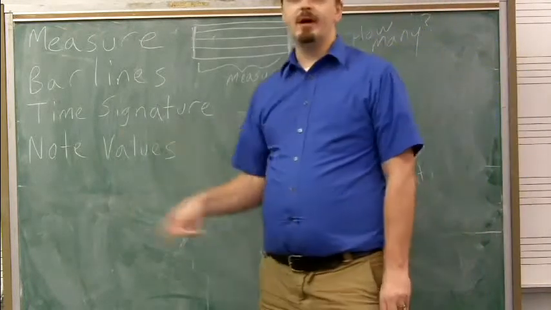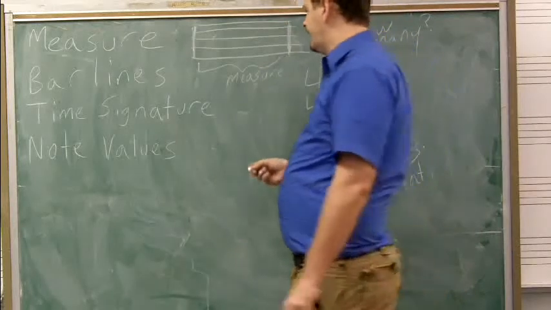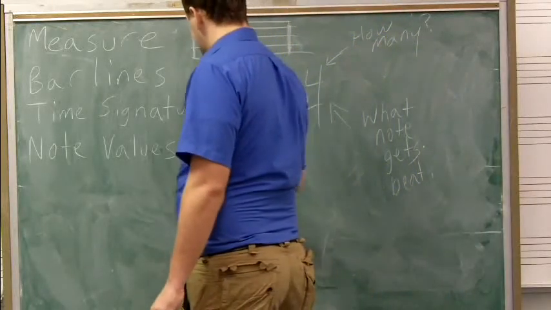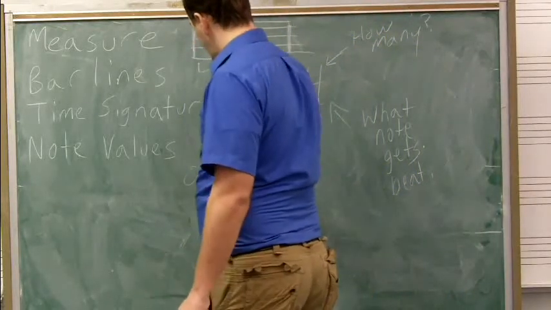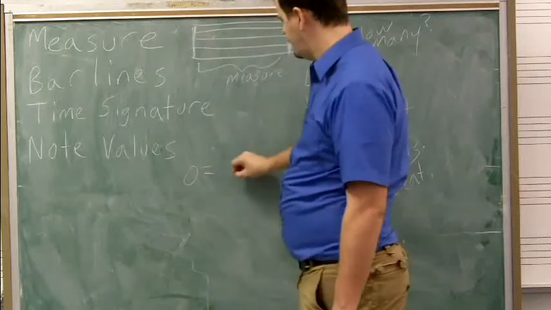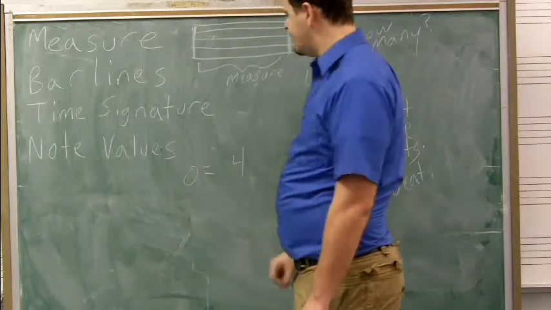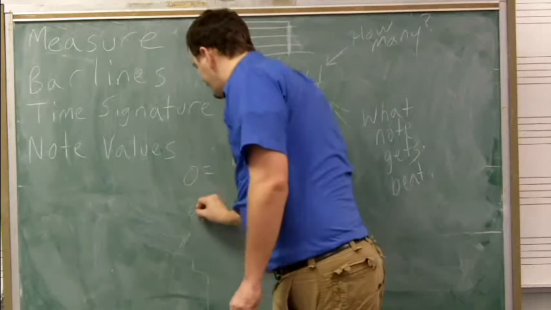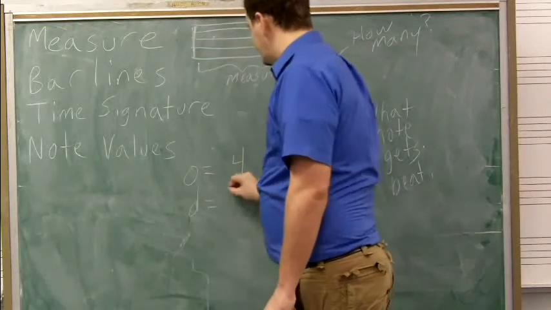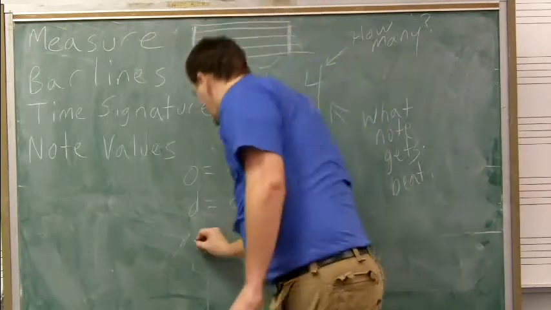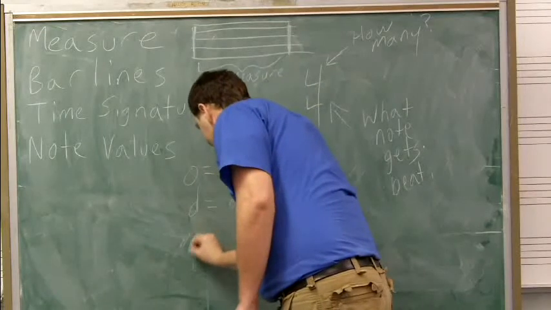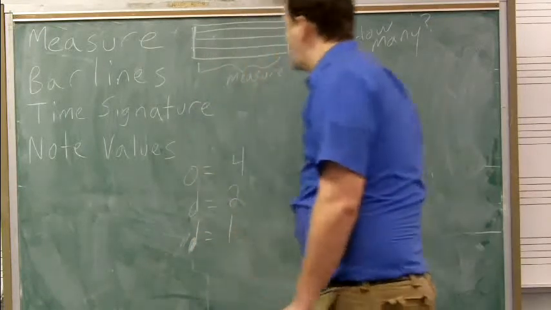And then we learned about note values. The ones that they've hit home are the whole note, which gets 4 beats, the half note, which gets 2 beats, and then the quarter note, which gets 1 beat.